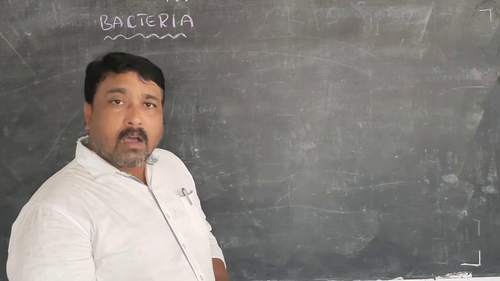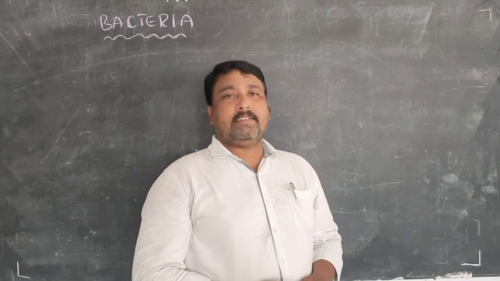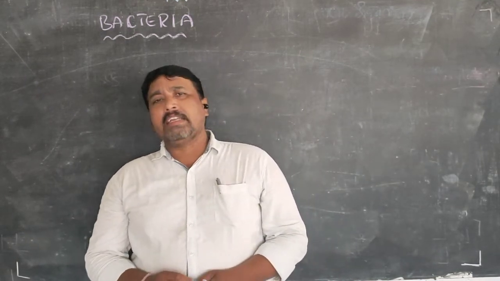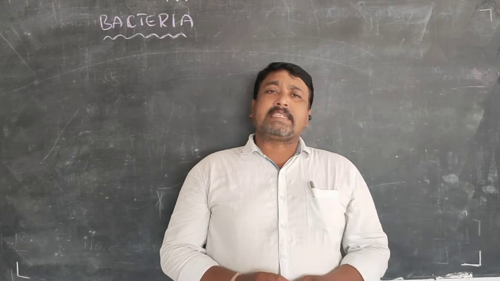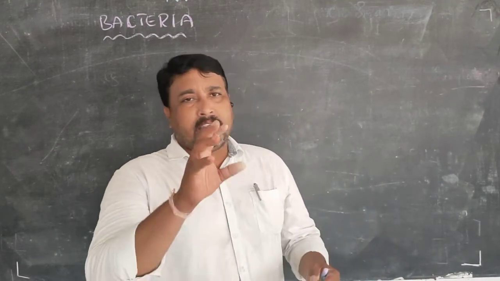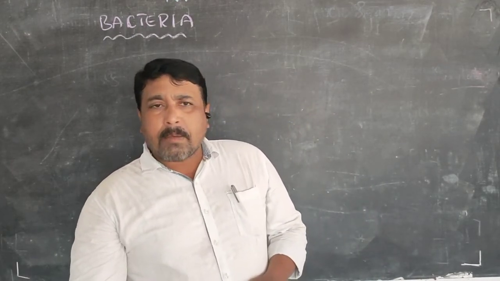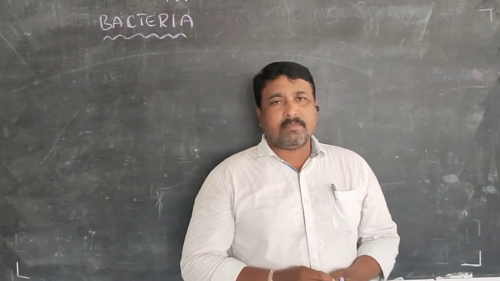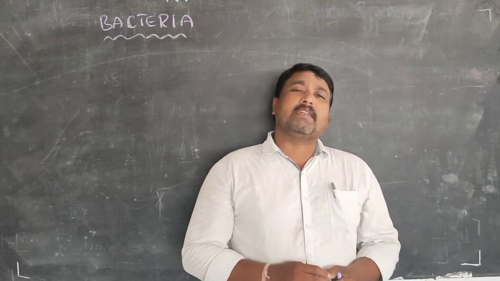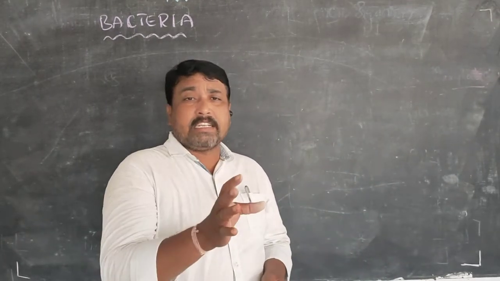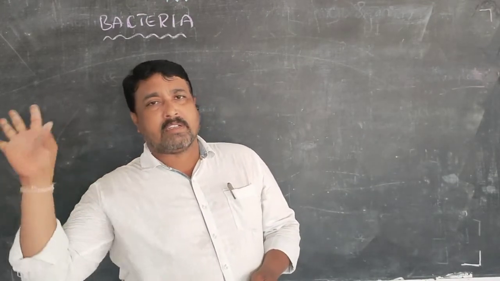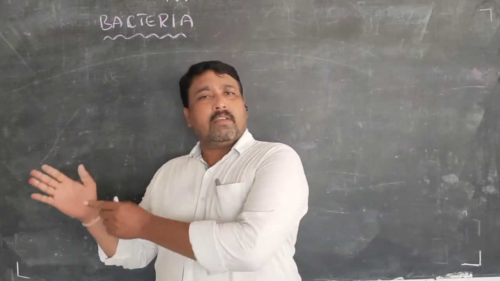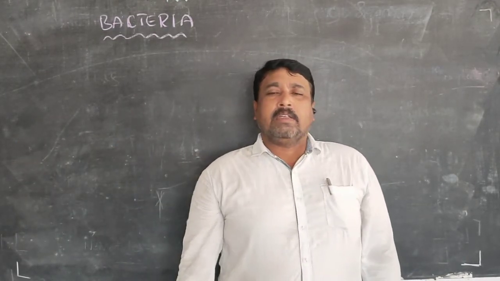Acidophils, alkalophils, halophiles. What are acidophils? Some bacteria tolerate extreme acidic conditions. Some bacteria tolerate extreme alkaline conditions. Some bacteria tolerate extreme salt concentrations. So acidophils, alkalophils, halophiles are these bacteria.